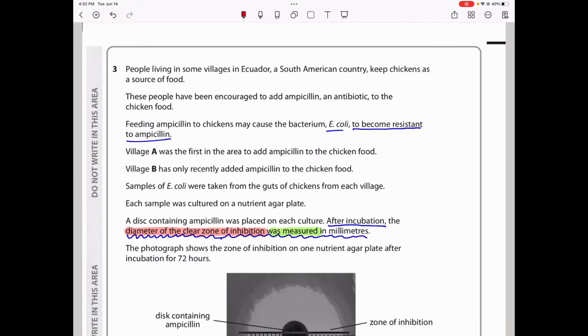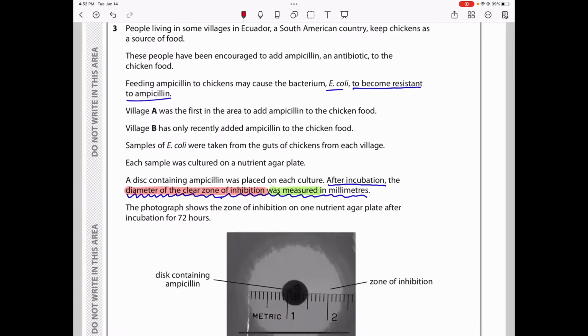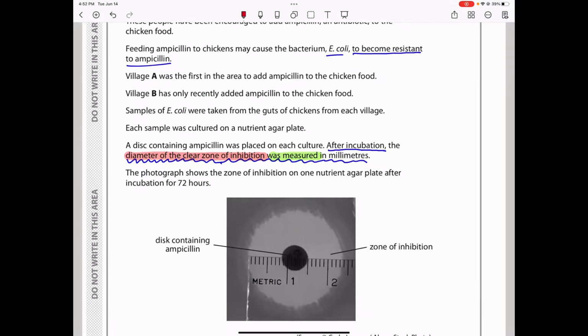Question 3. People living in some villages in Ecuador, a South American country, keep chickens as a source of food. These people have been encouraged to add ampicillin, an antibiotic, to the chicken food. Feeding ampicillin to chickens may cause the bacteria E. coli to be resistant to ampicillin. Village A was the first in the area to add ampicillin to the chicken food, and Village B has only recently added ampicillin to the chicken food. Samples of E. coli were taken from the guts of chickens from each village. Each sample was cultured on a nutrient agar.